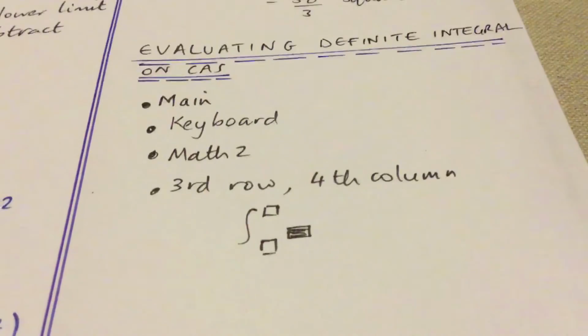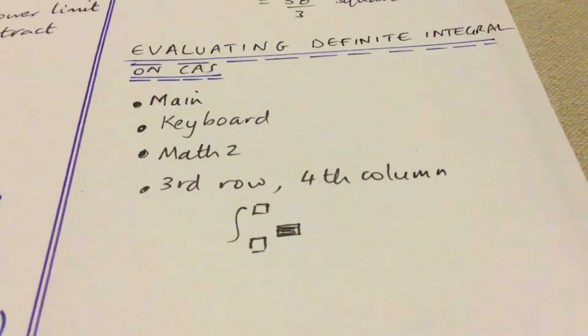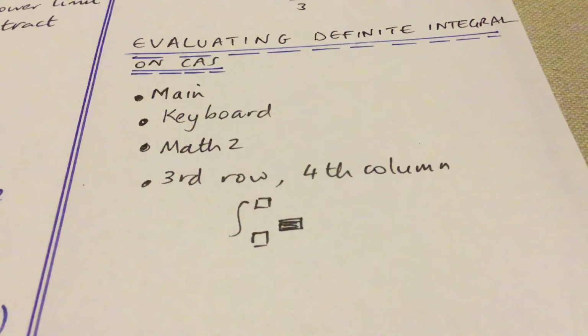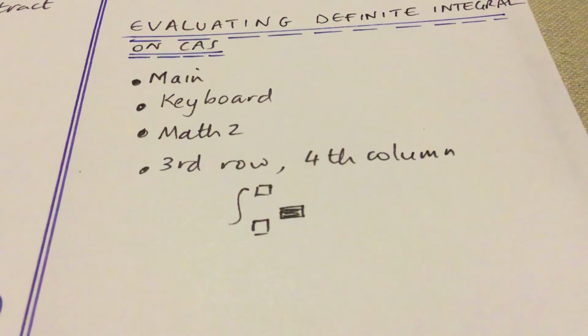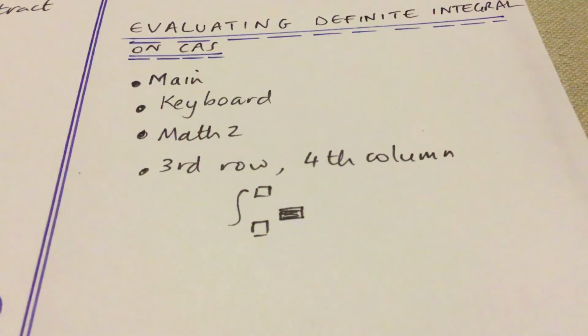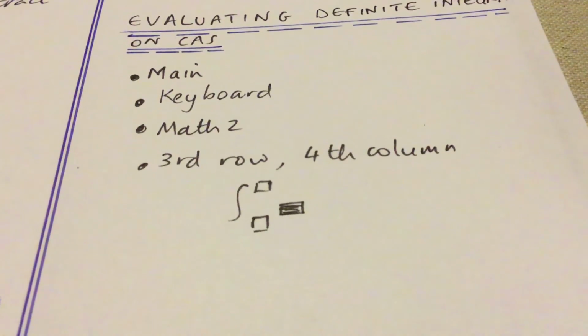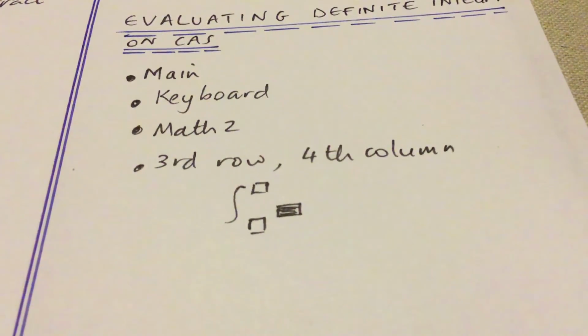So how do you evaluate a definite integral on your ClassPad calculator? You go on the main, you press keyboard, maths 2. Then on the third row, fourth column, you'll see this symbol, which is 2 little rectangles where you put your limits, and the black rectangle where you write the actual function, like 3x squared plus 4x, and then the answer will come up in one simple step.